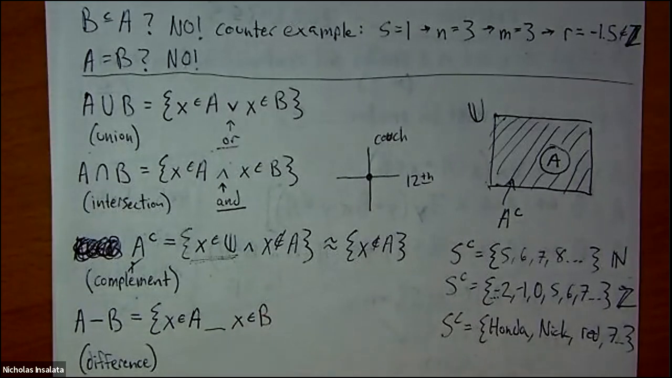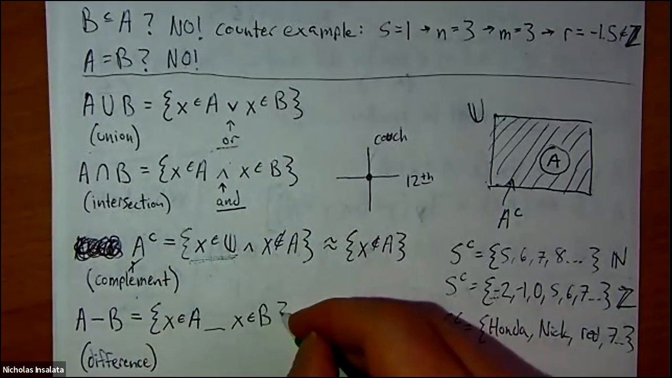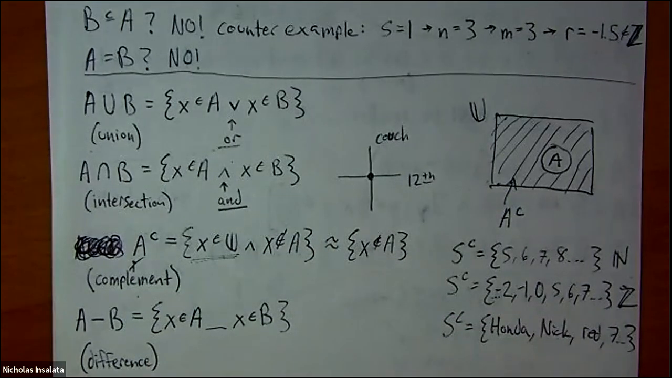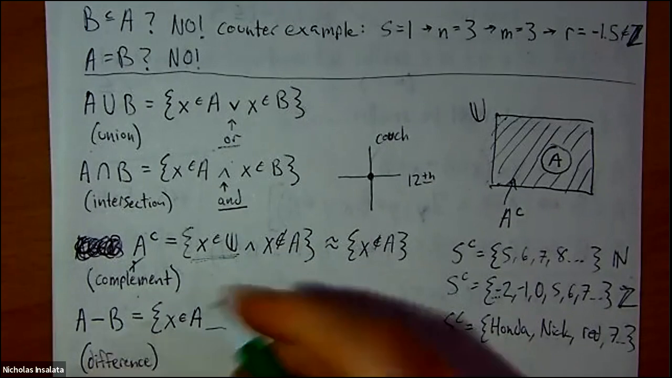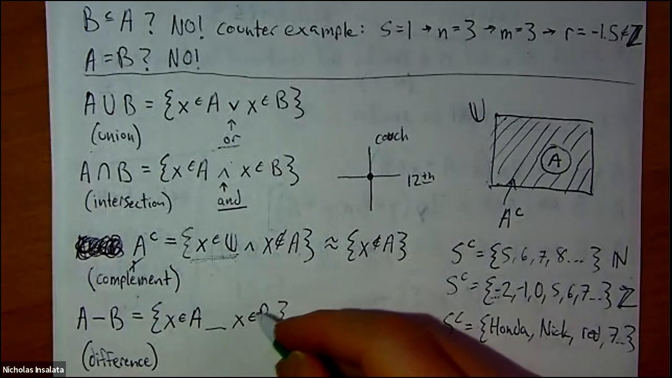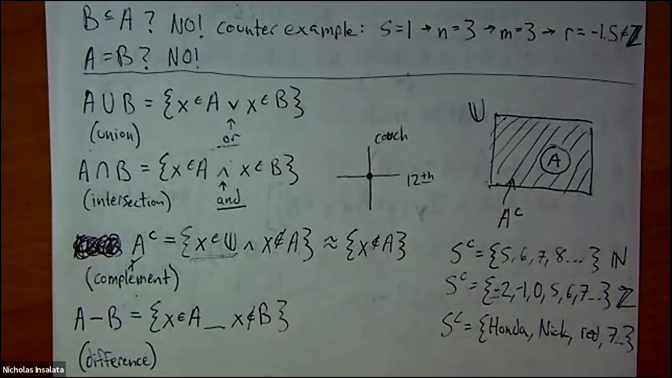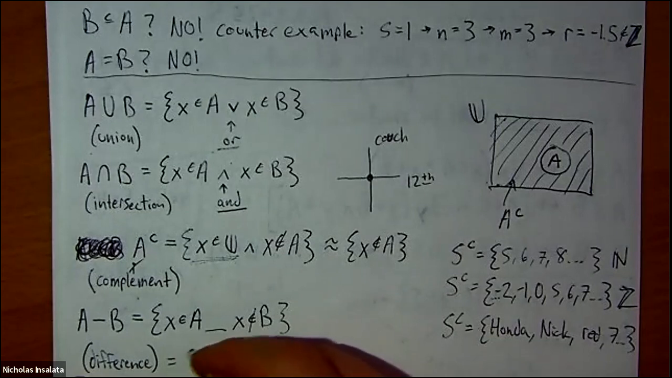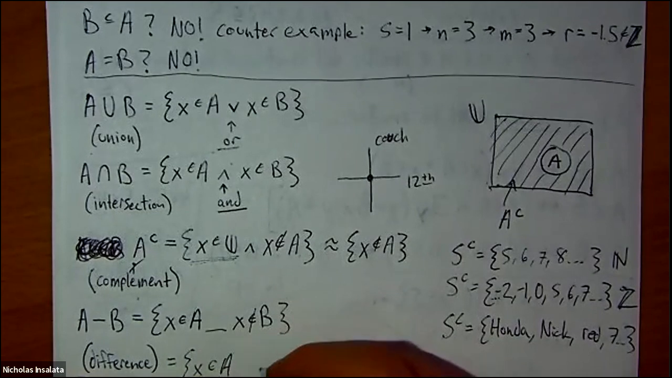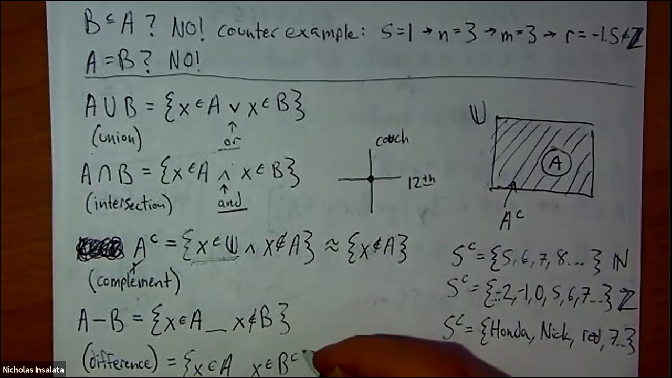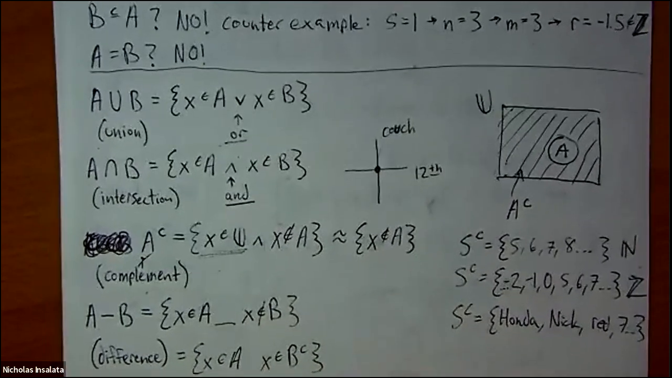How would I say that X's are not in B? I have two options, actually. Yeah, okay, so I could strike through the element sign here, right? So I could just put a line through this and that would work. Or I could say X in A, X in B complement. So you guys are both correct. You could say this either way, right?